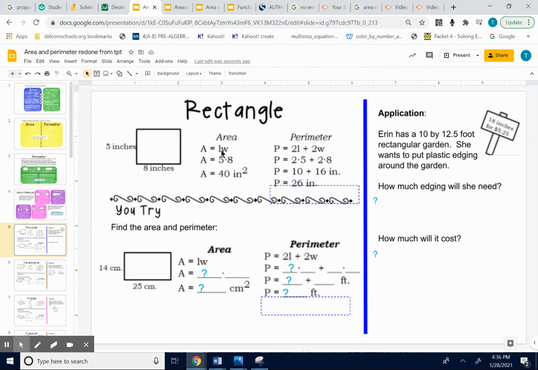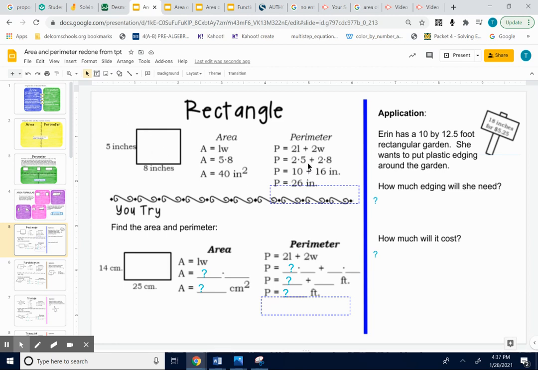Usually the length is considered the longer side. So I kind of think they should have made that 8 times 5 instead of 5 times 8, because length is the longer side. But that really doesn't make any difference. 5 times 8 is 40. So that means there's 40 square inches inside of that rectangle.